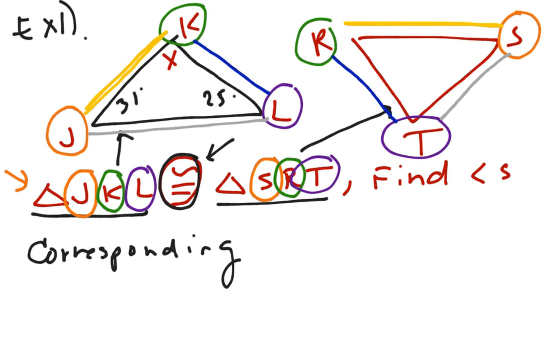Then they asked me to find S, and the angle that matches up with S is J. So S and J are congruent, so I don't have to do any math. If I had to figure out R, then I would have to do a calculation, because we don't know what R is. But as it stands, S and J are the same, so S would be 31 degrees. That's its corresponding part.